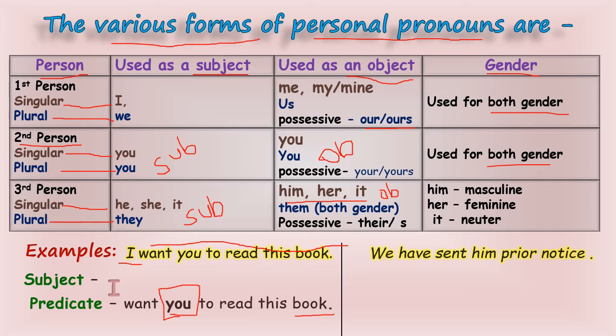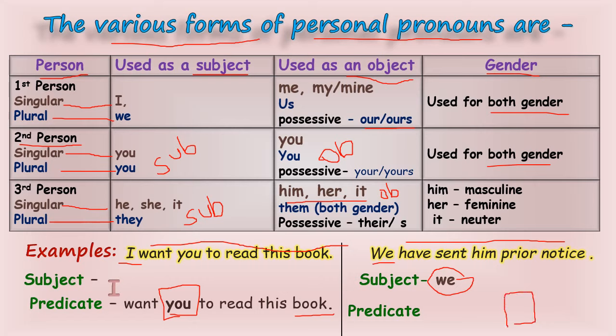Let's take another example. We have sent him prior notice. So what is the subject here? We are talking about whom? We are talking about we. So we is our subject. And what is the predicate here? Have sent him prior notice. So what pronoun have we used here? Him. We have used him here as an object. Clear, children? This is clear?